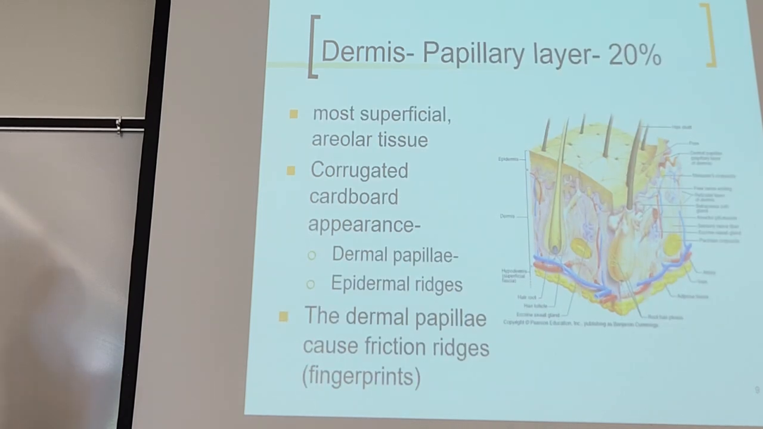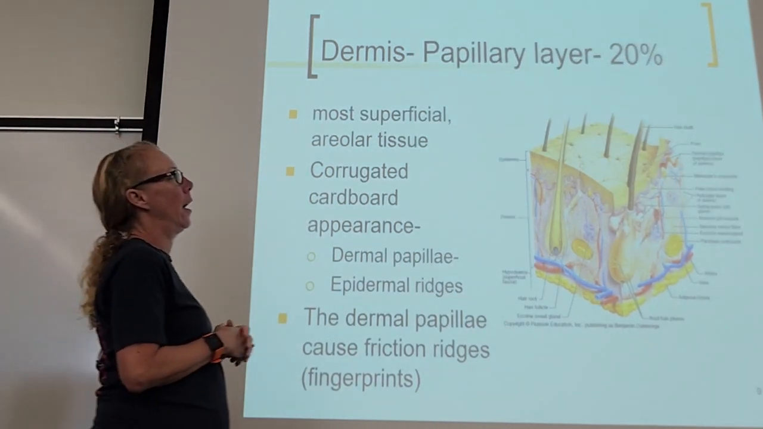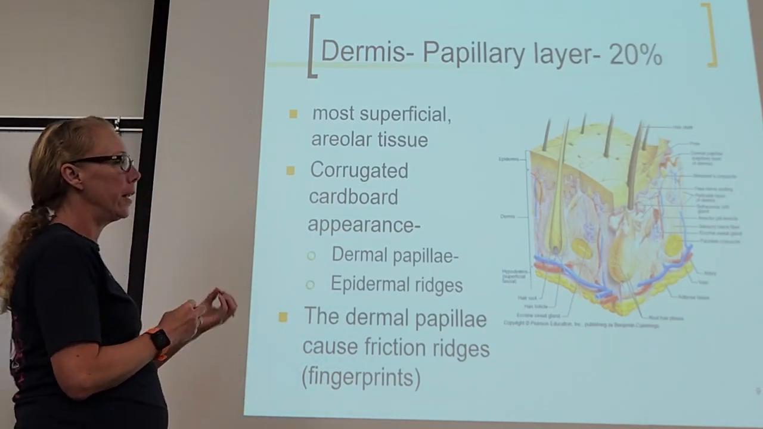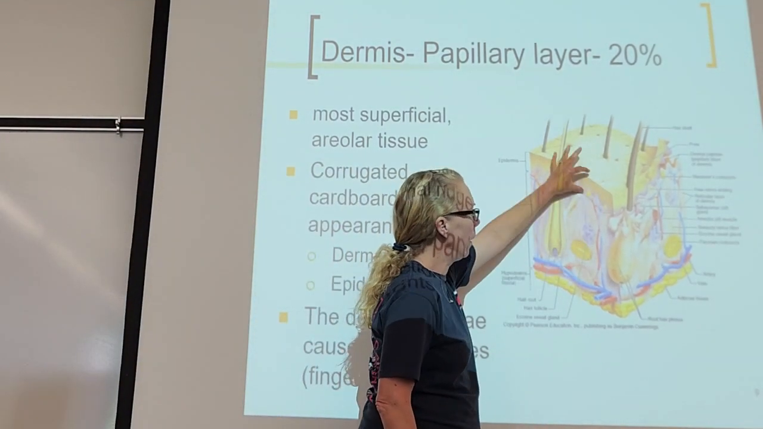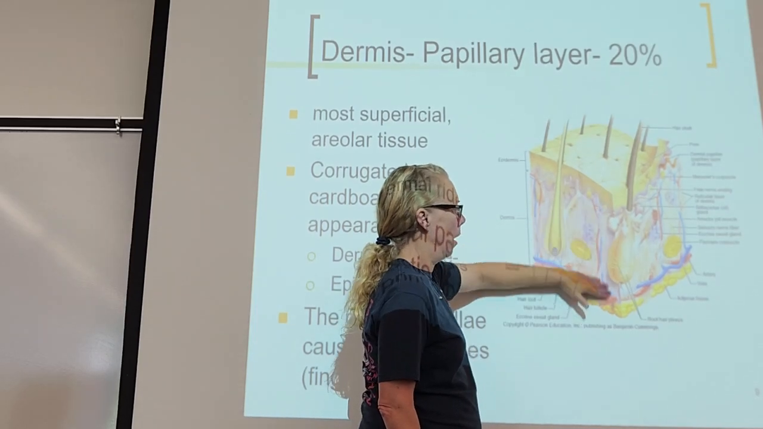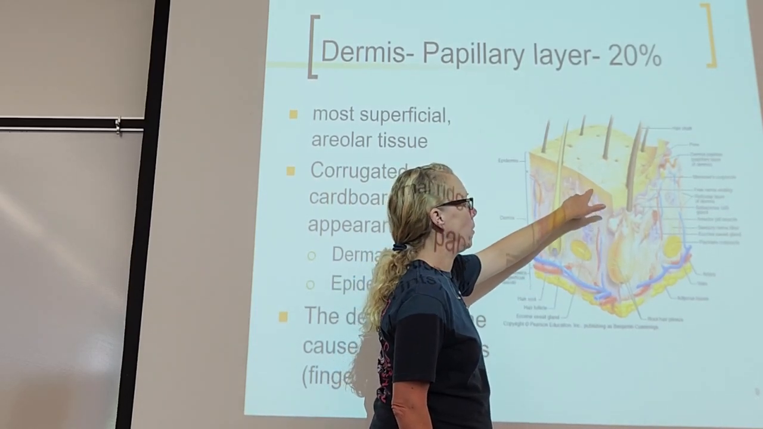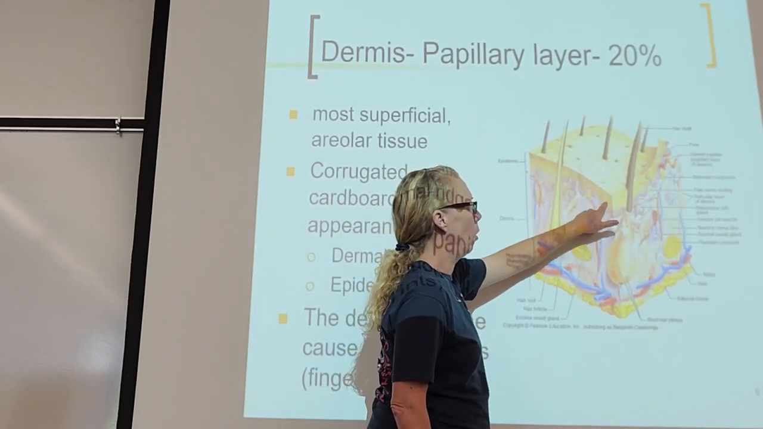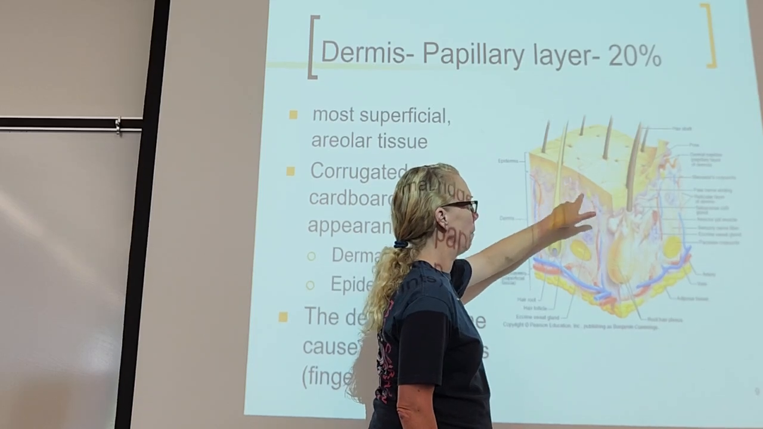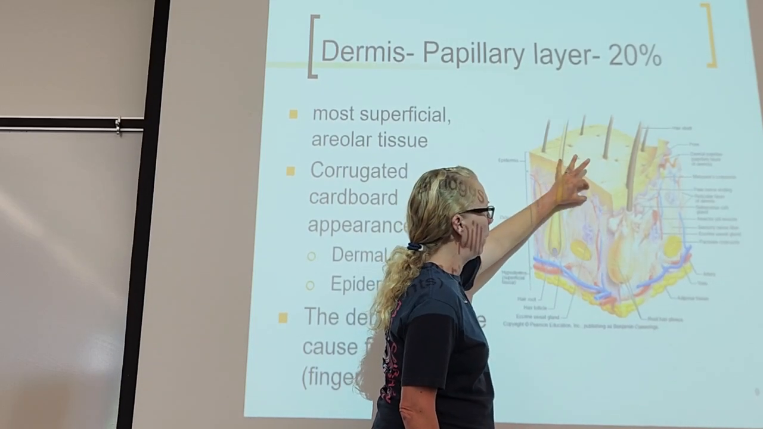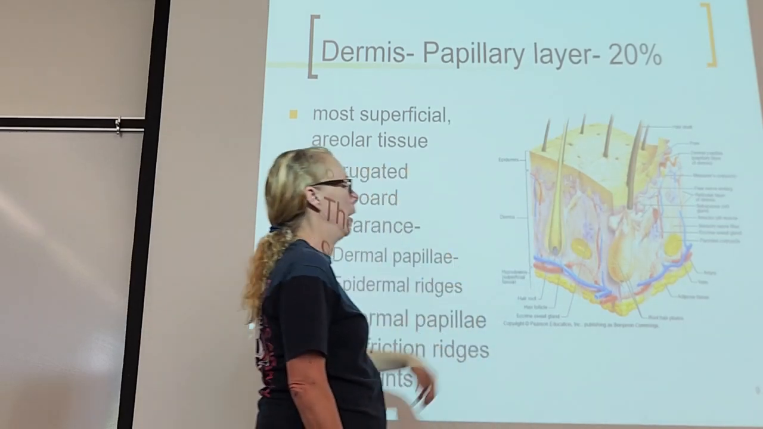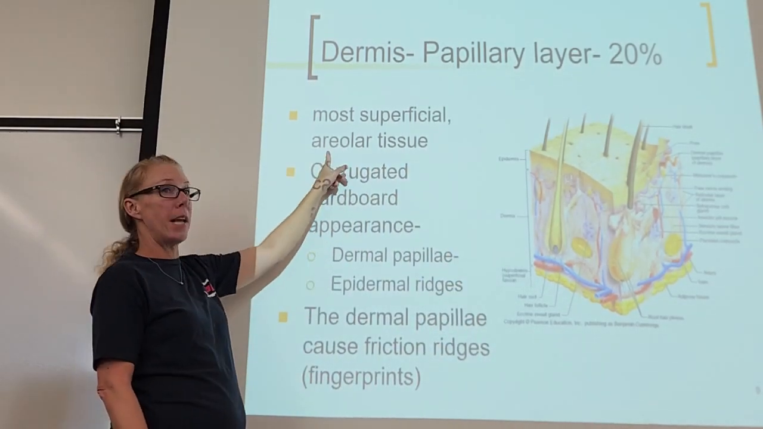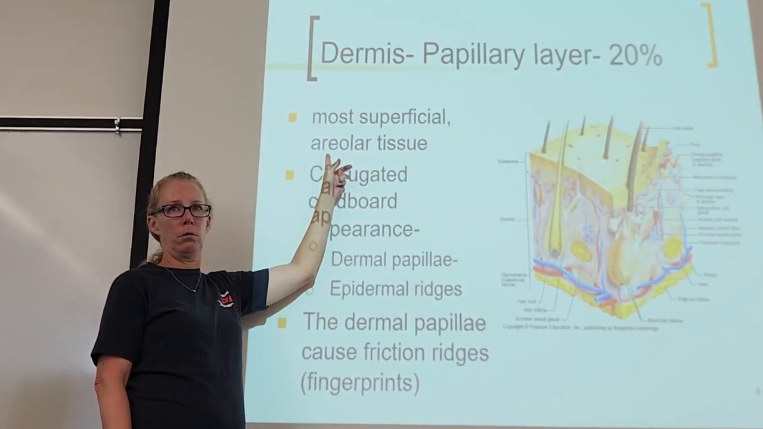All right, so the dermis itself has two layers, a papillary layer and a reticular layer. This whole layer here below the epidermis is the dermis. The papillary layer includes these bumps that are called papilla. So the papillary layer is right where those little indentations are, and the papillary layer is areolar connective tissue.